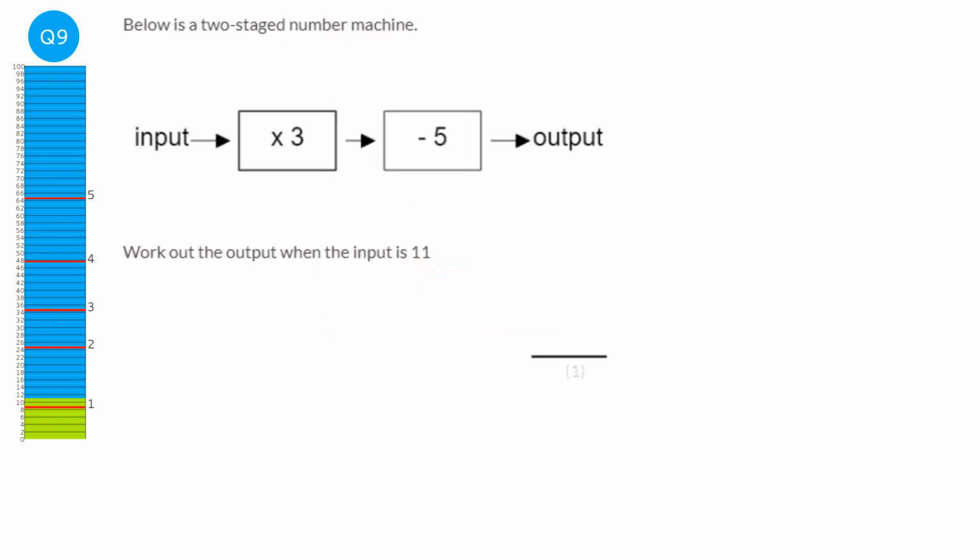So we're going to use a function machine to find out the output when we've got an input of 11. So we put 11 into this machine, and the first thing that happens is we multiply it by 3. So out of that first machine, we're going to have 33, which is 11 times 3. Then the next part of the machine is going to take away 5 from that. So 33 take away 5 is going to be 28. So our output is going to be 28.